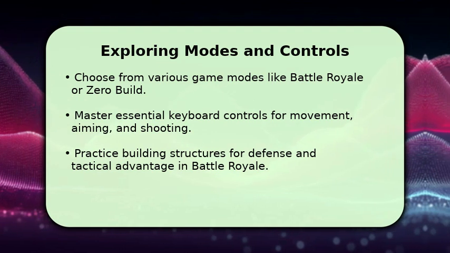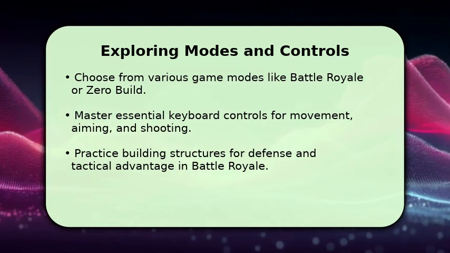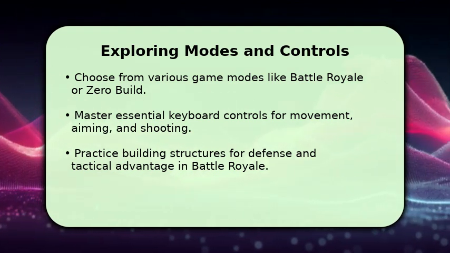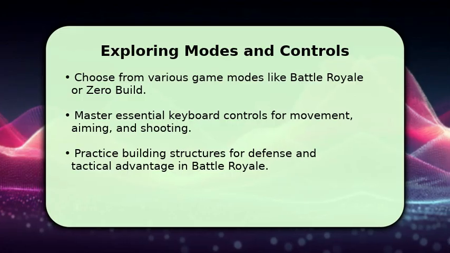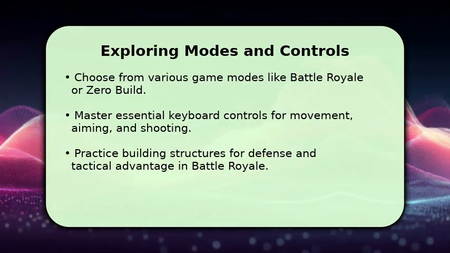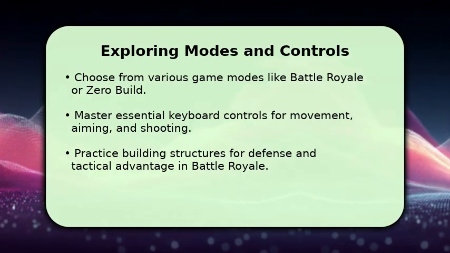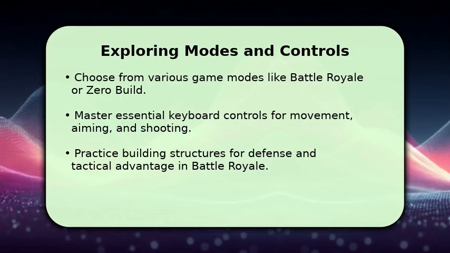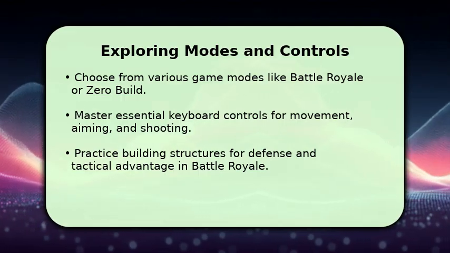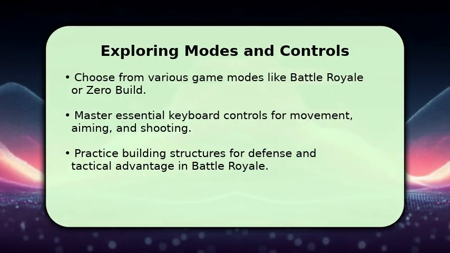Once in a match, you'll use WASD keys to move, the spacebar to jump, and your left mouse button to shoot. The right mouse button is for aiming. In Battle Royale, Q switches to building mode, allowing you to construct walls, floors, and stairs using collected materials. Experiment with these controls to find what feels most comfortable for you.